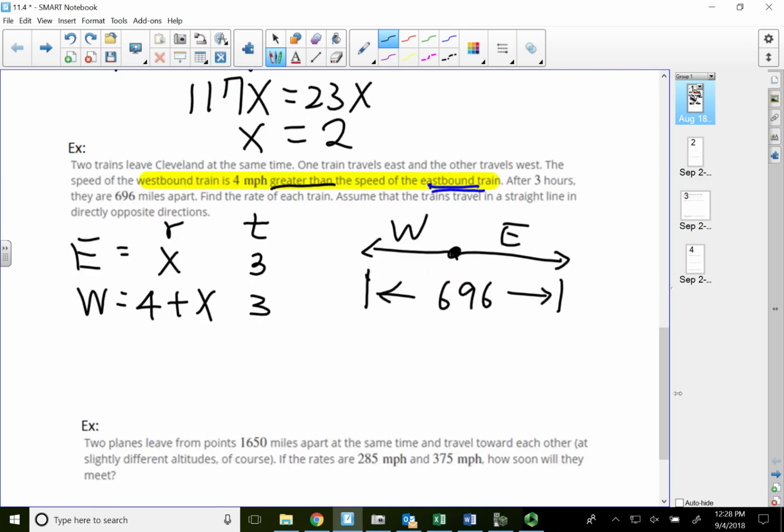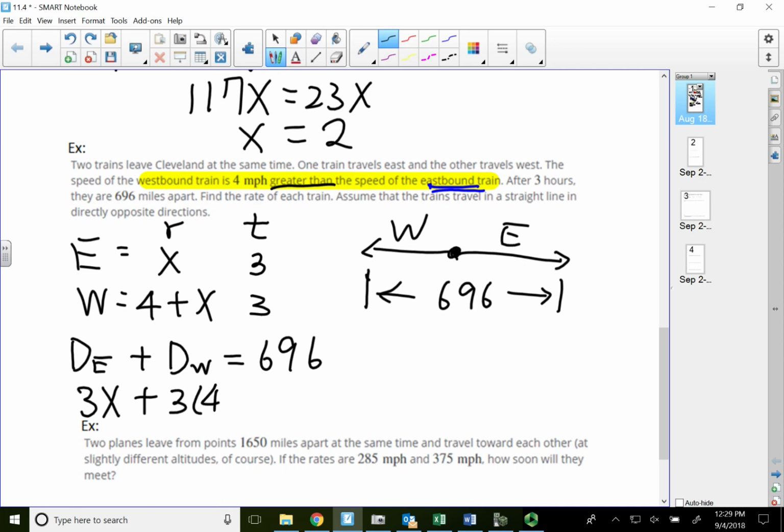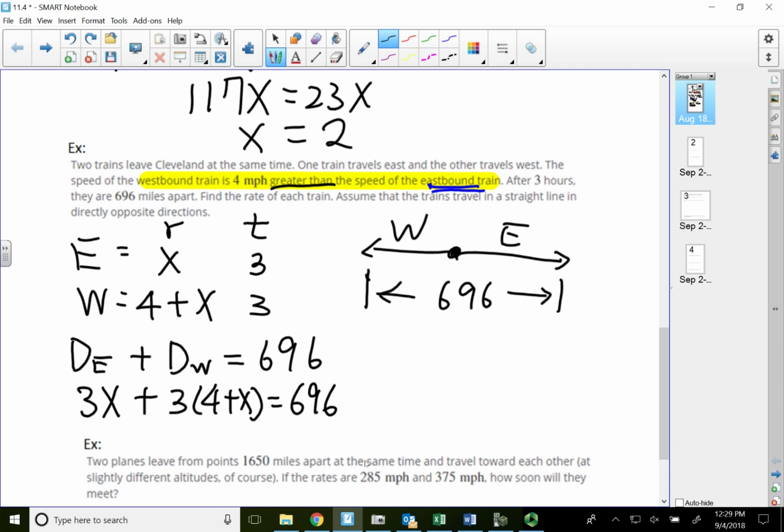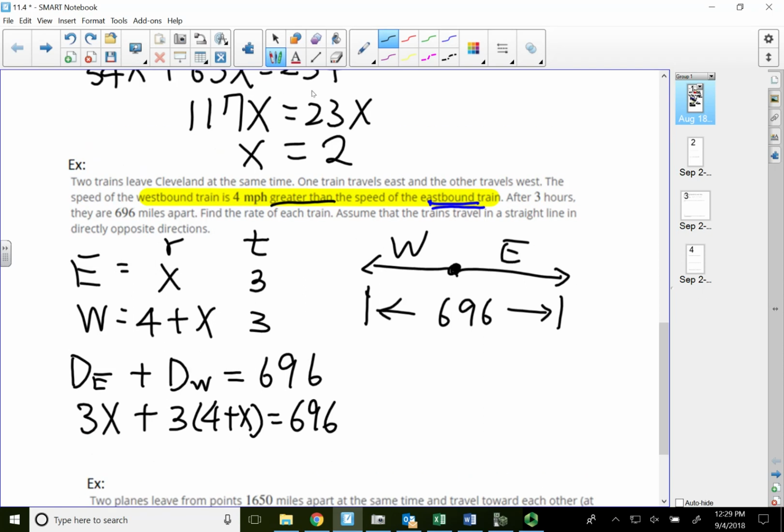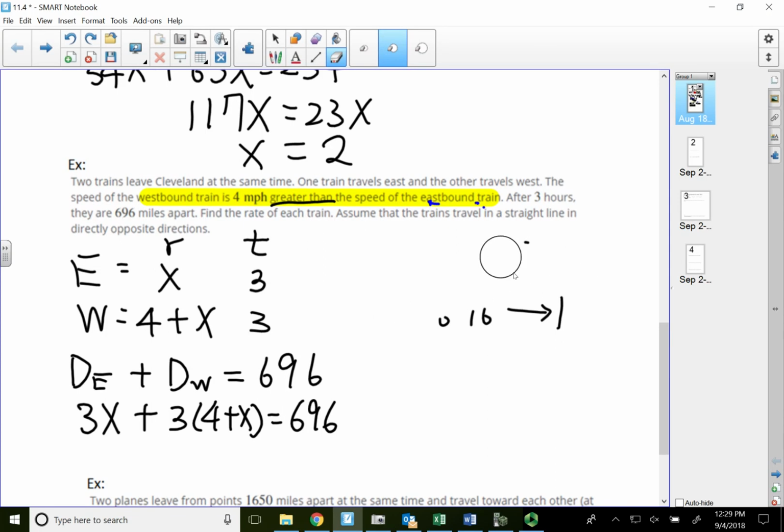All right, so as you can see, I'm only using one variable in this case. So I'm going to do it right here. The distance of the eastbound train plus the distance of the westbound train got to equal 696. Distance equals rate times time, so x times 3 is 3x, plus the distance for the westbound train, time is 3 times the rate, 4 plus x, together equal to 696. All right, that's using one variable.